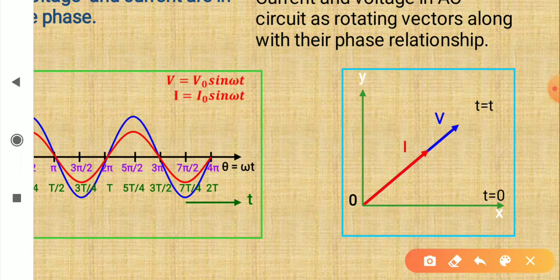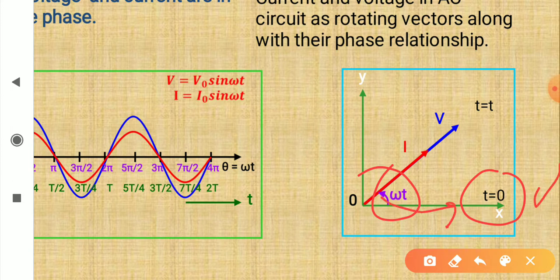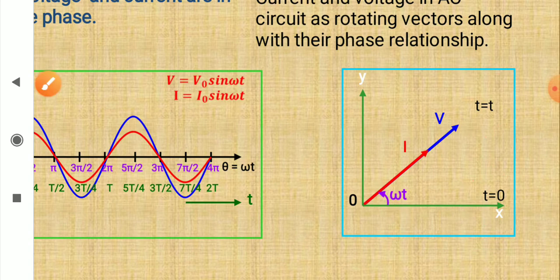See, if at t is equal to 0, the position is here, then after time t, the position gets to this one, and the angular displacement is omega t. So at t is equal to 0, if the voltage was along this direction, and current was along this direction, after time t, it suffers an angular displacement of omega t, and the new position is along this direction.